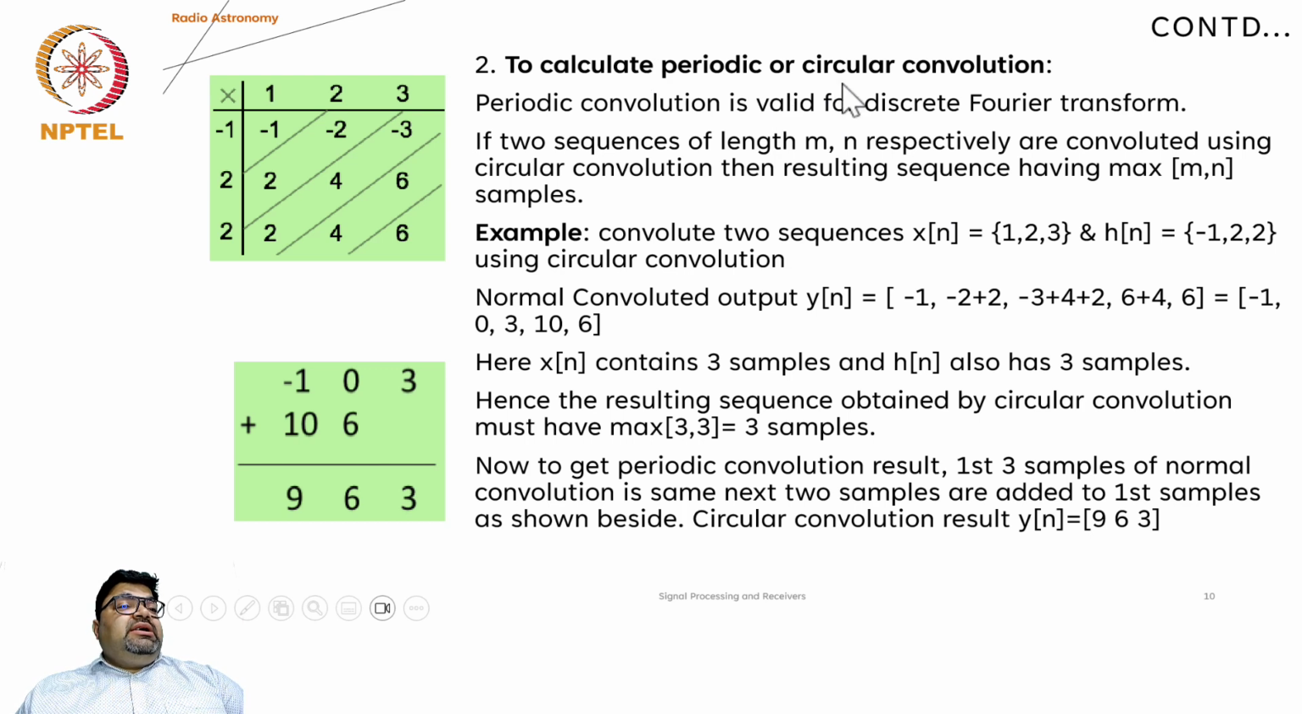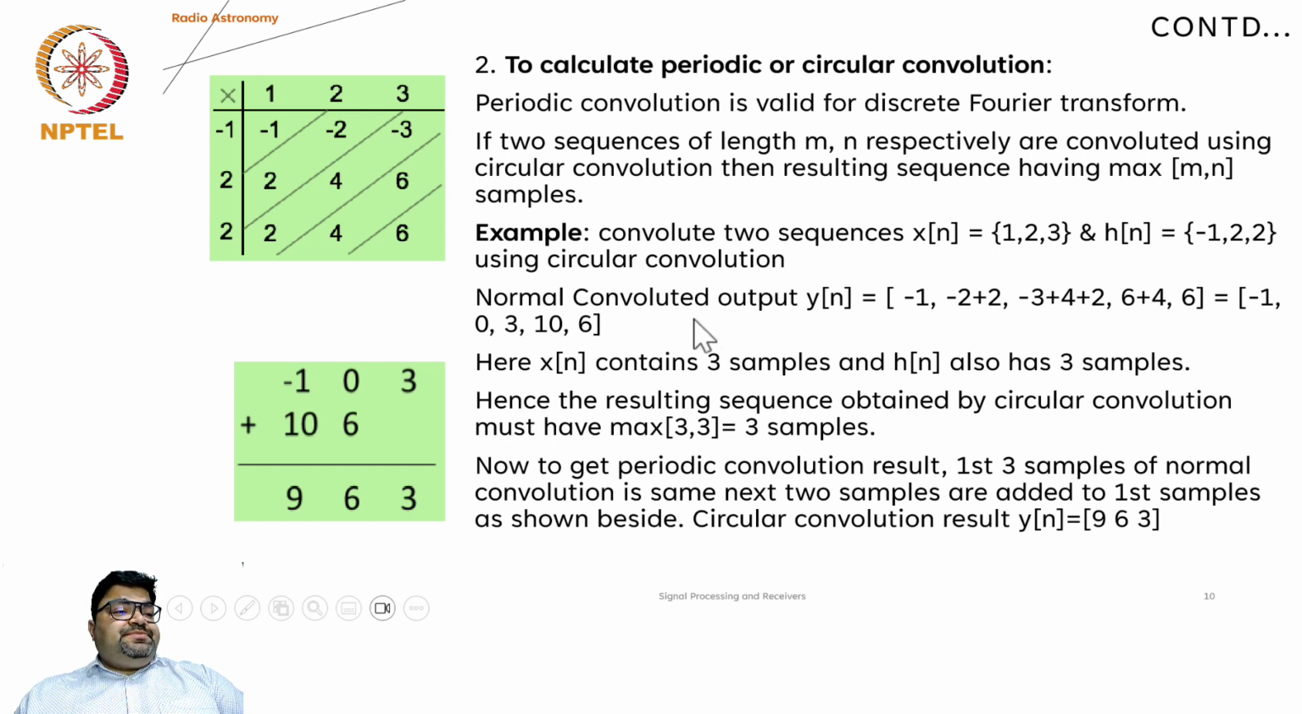To calculate periodic or circular convolution: periodic convolution is valid for the discrete Fourier transform. If two sequences of length m and n respectively are convolved using circular convolution, then the resulting sequence has max(m, n) samples. Convolve x[n] = 1, 2, 3 and h[n] = -1, 2, 2 using circular convolution. The normal convolved output is -1, 0, 3, 10 and 6, following the rule we discussed in the last slide. Here x[n] contains 3 samples and h[n] also contains 3 samples.